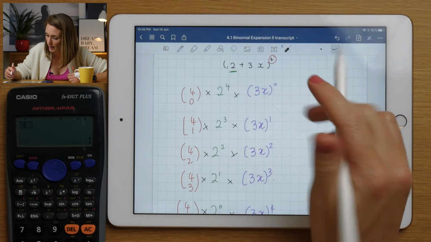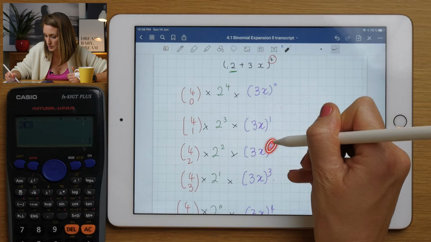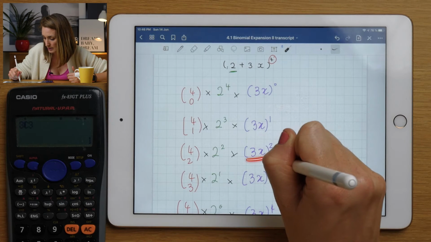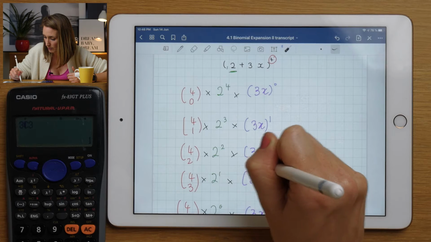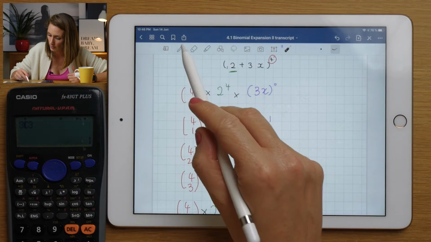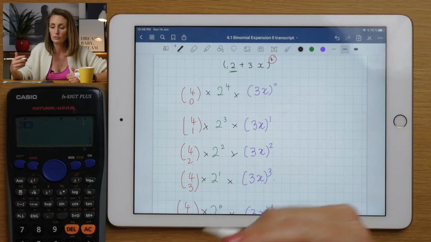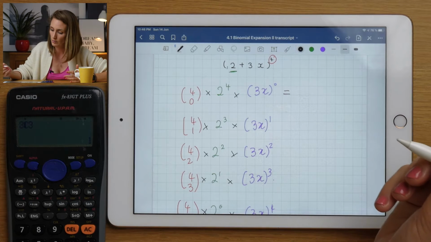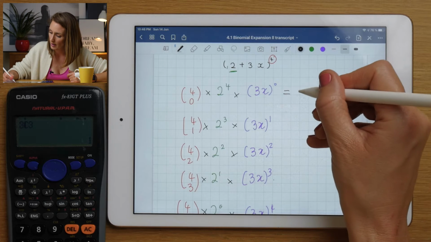And the reason why you have a bracket is because everything needs to be power 2 here. So this isn't just 3x squared, it's going to be 9x squared because it's going to be 3 power 2 and x power 2. That goes back to your rules for indices. If you need to refresh that, that's your first course in AS Maths.